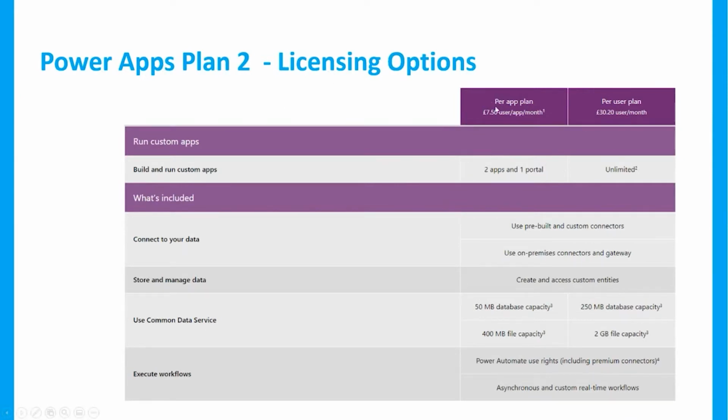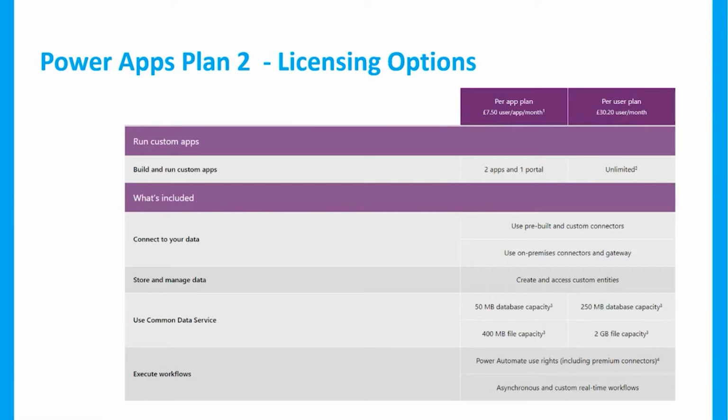So there's two types of models. There's a per app plan. So it's £7.50 per app per month. So for every single app that you want to create that has common data service and the premium connectors in it, we would need to look at licensing this for every single app. We then have a per user plan. So effectively, once you get past two applications, or 2 or 3 applications, the per user plan will become more cost effective.